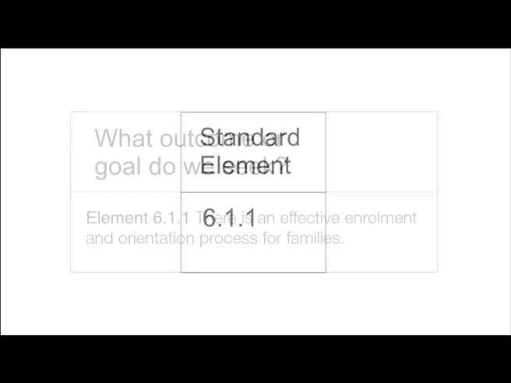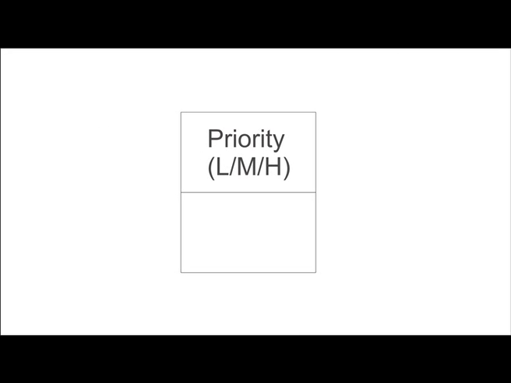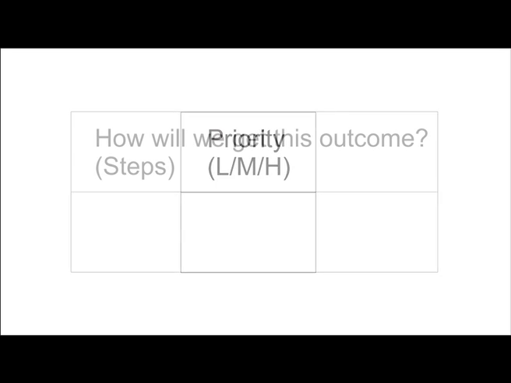So let's look at the QIP section to fill it out. 6.1.1. There is an effective enrolment and orientation process for families. On your worksheet, this is where you need to fill out the sections. So what's your priority? If you have spaces, this still may be a high priority. Or if you're a sessional preschool or kindergarten with an enrolment process only once a year, this may be a very low priority to you until next year. So put in your priority.